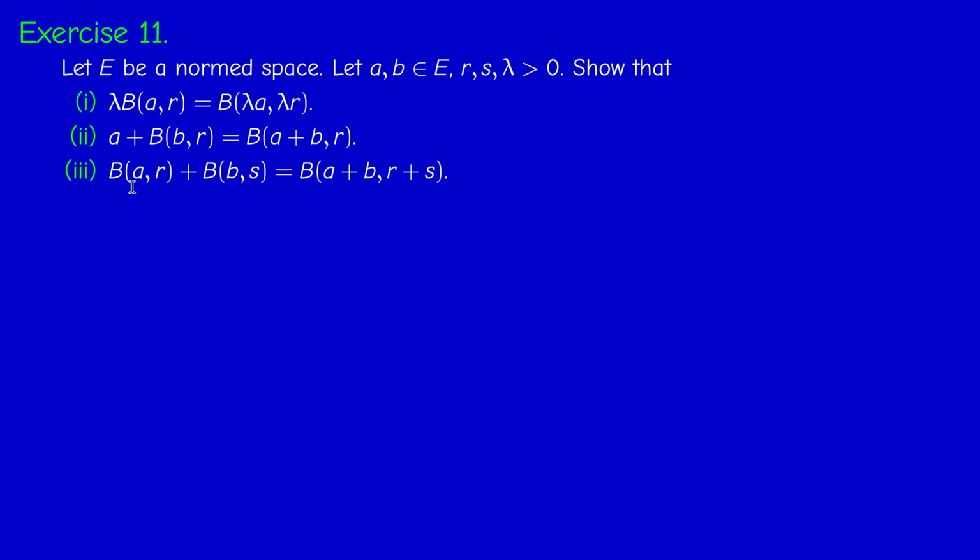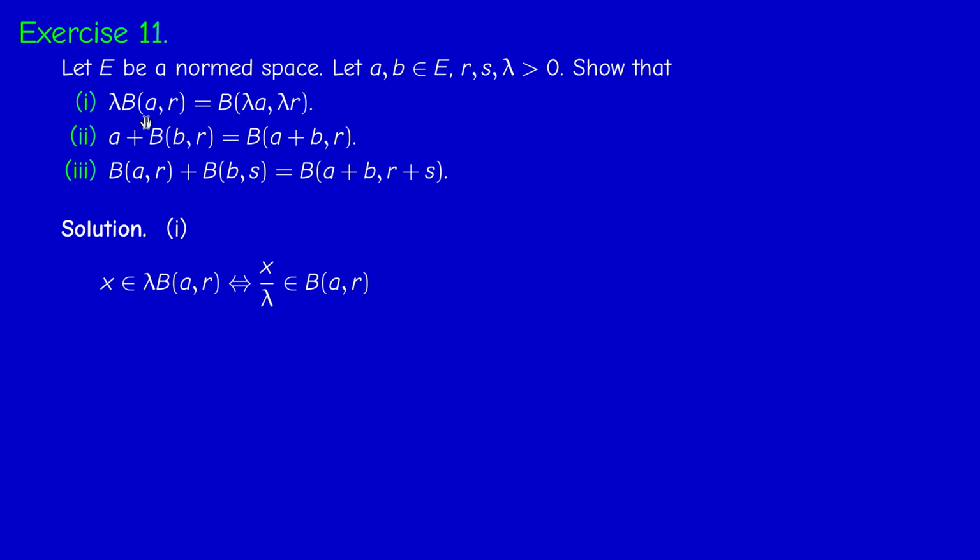And the sum of two balls is a ball, actually. What's the meaning of this? The sum of two sets, by definition, as we explained in the lectures, is the set of elements that can be written as the sum of two elements, the first one here, the second one here. Okay, so let us start with the first identity.